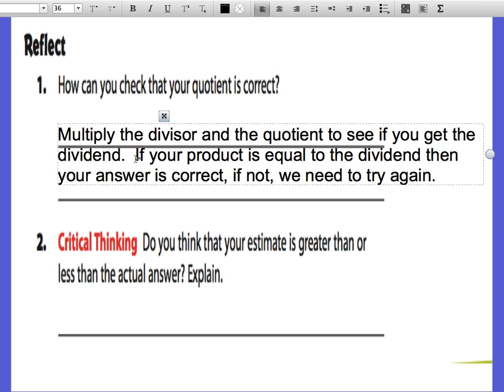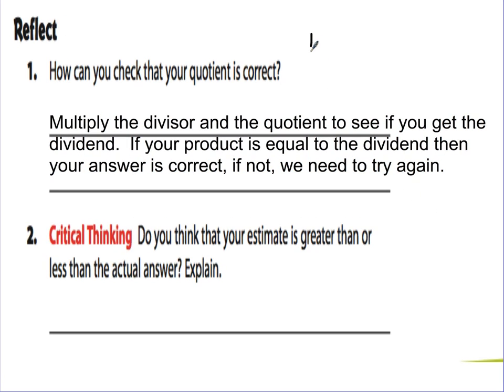Okay, so basically what this is saying is if you're trying to figure out if 15 divided by 3 really is 5, then you would take 5, multiply it by 3, and make sure that you get 15. If you do, then you know that you're correct. If you don't, you need to try again.